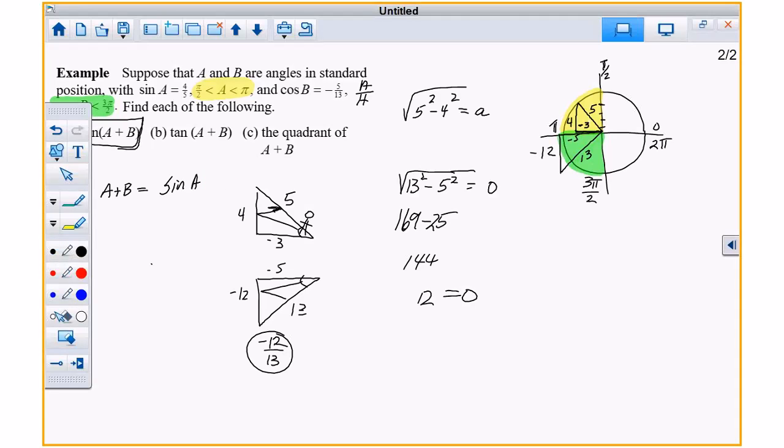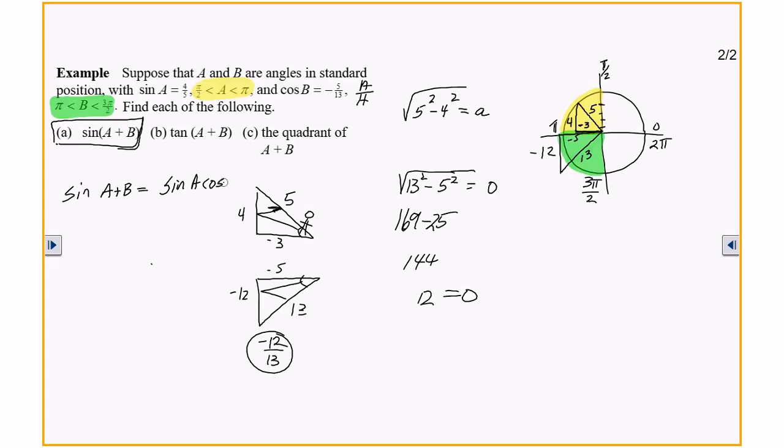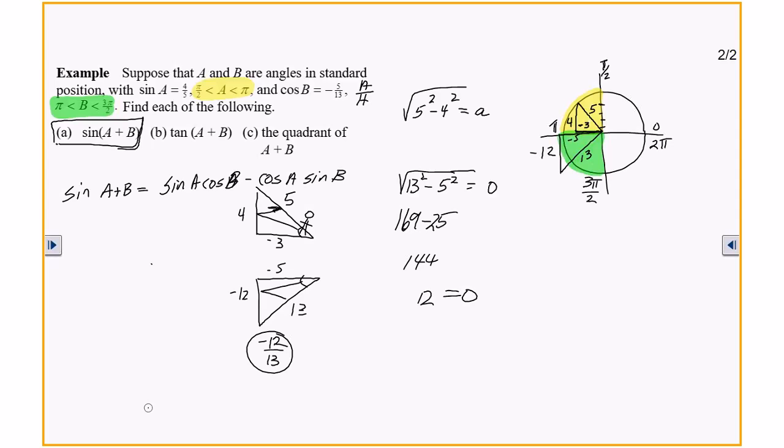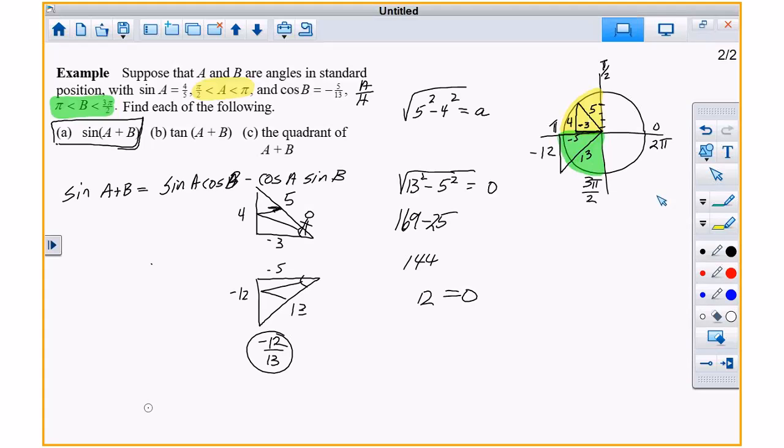Cosine minus, is it cosine sine? Cosine of A, sine of B. Check me and make sure I'm right. I'll pull in the sine, make sure.